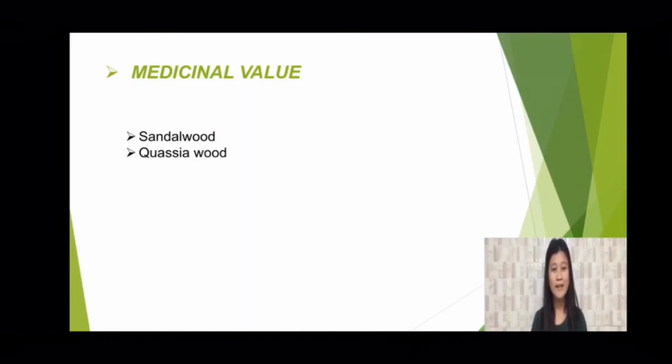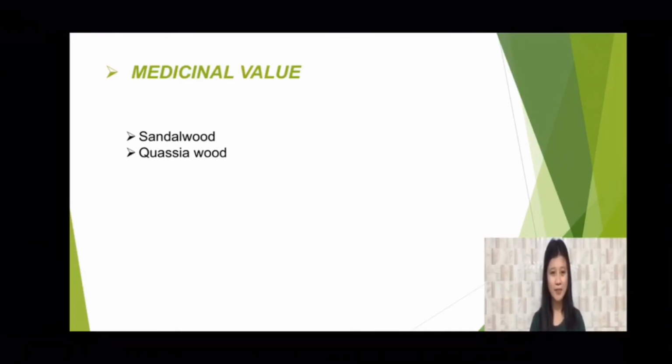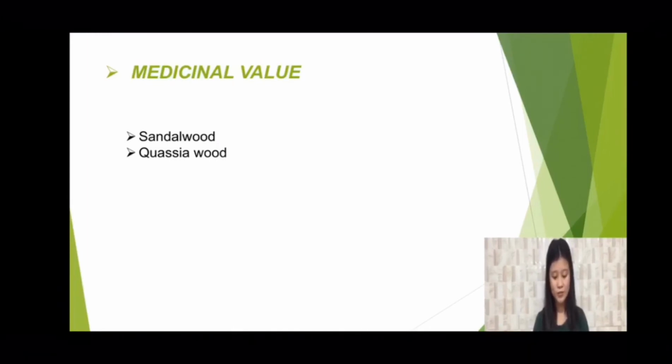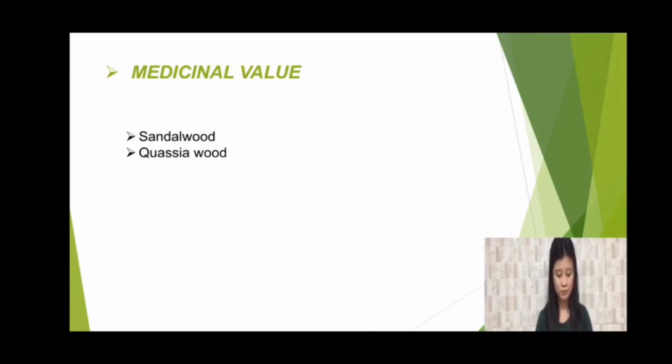Since we are done with the health benefits of stem, now let's talk about the medicinal properties of stem. Teak stem or the wood of trees or shrubs are used for medicinal properties. In traditional medicine, sandalwood oil has been used as an antiseptic and also astringent. Sandalwood and quassia wood are popular examples.